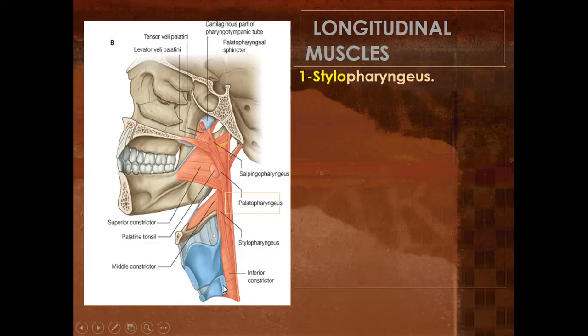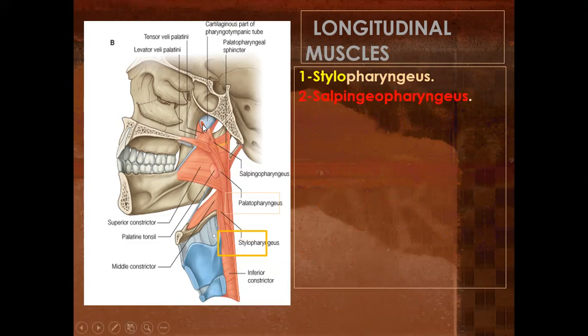Which are those? One is called the stylopharyngeus. Where is the styloid process? This is the styloid process, at the base of the skull. From there, this muscle goes down, so it is called the stylopharyngeus. The muscle comes all the way here, just beside the styloid process. This is the stylopharyngeus.